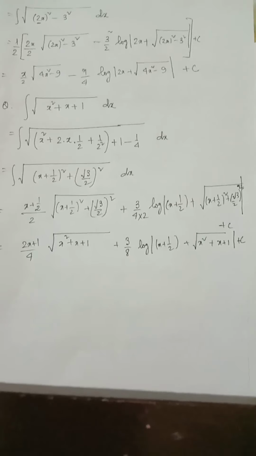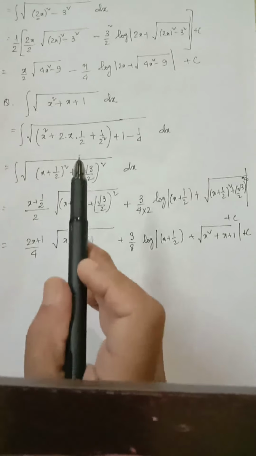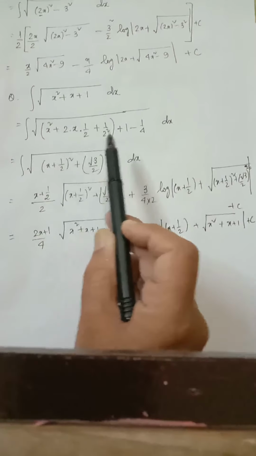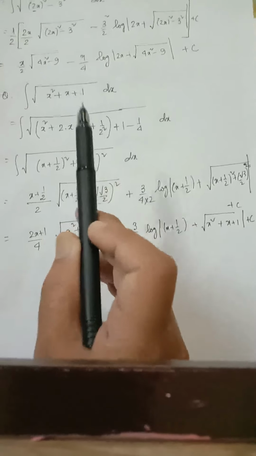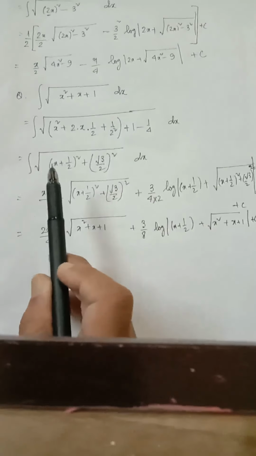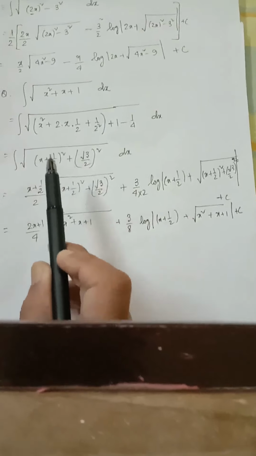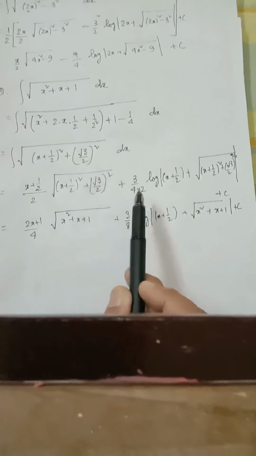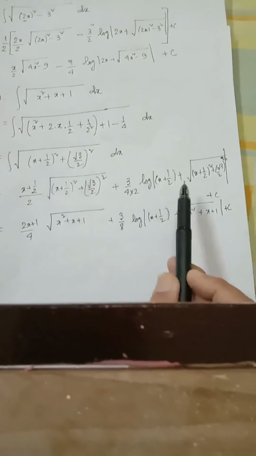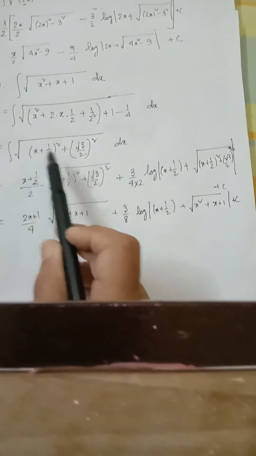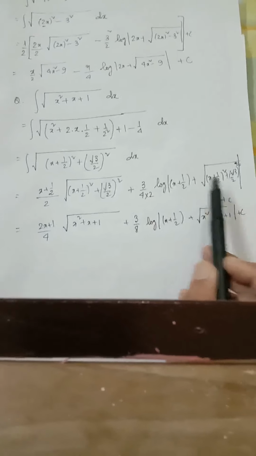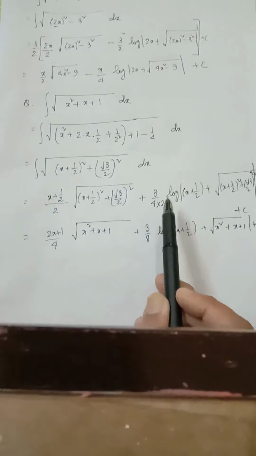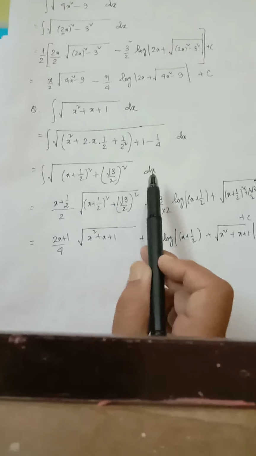I am showing the steps once again. So these are the steps of the integration. First we have to make it a perfect square. If we make it a perfect square, it will be of the form root over x square plus a square, and then applying the formula x by 2 root over x square plus a square plus a square by 2 log of x plus root over x square plus a square. This is of the first form, where we have applied formula number 1, root over x square plus a square dx.